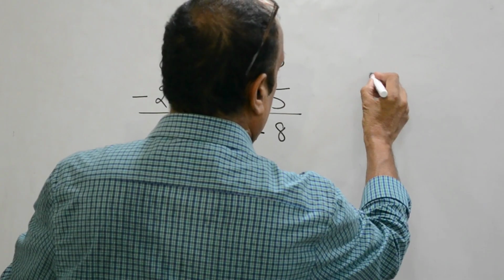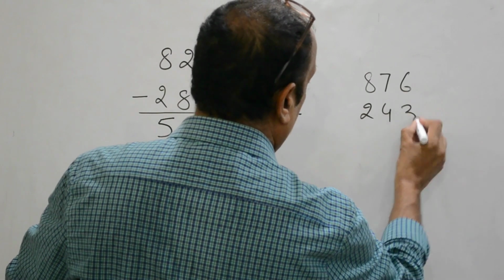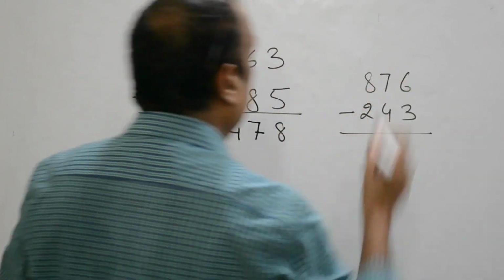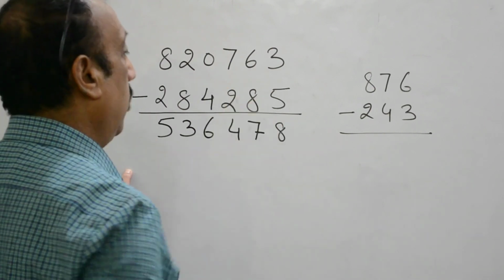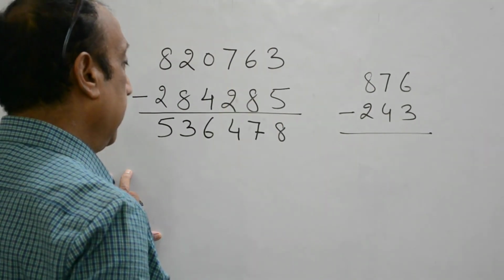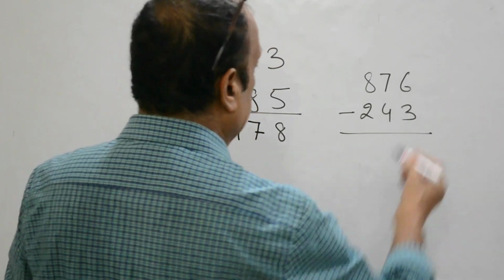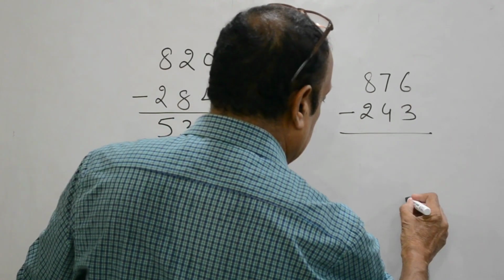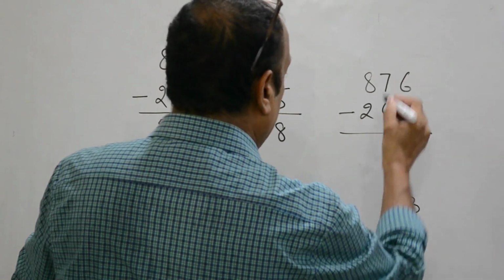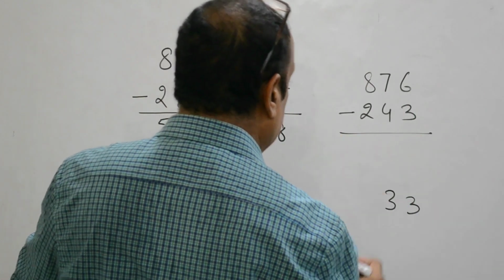For example, we want to subtract 243 from 876. There are two ways of doing it. First method is our classroom method, meaning when 3 is deducted from 6 it is 3, 7 minus 4 it is 3, and 8 minus 2 it is 6.